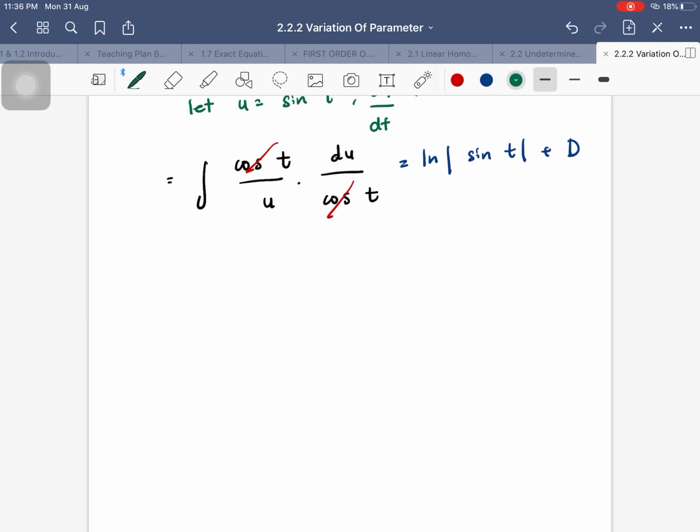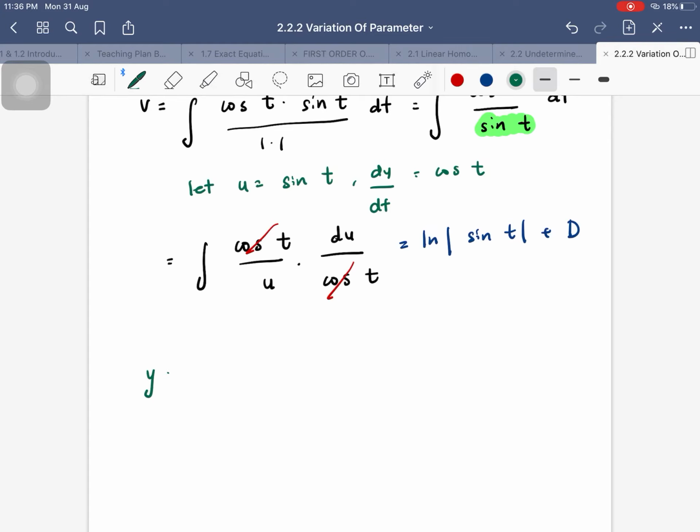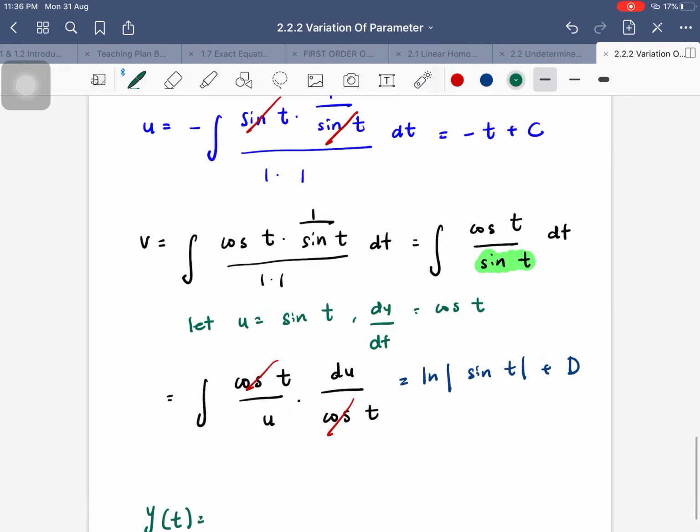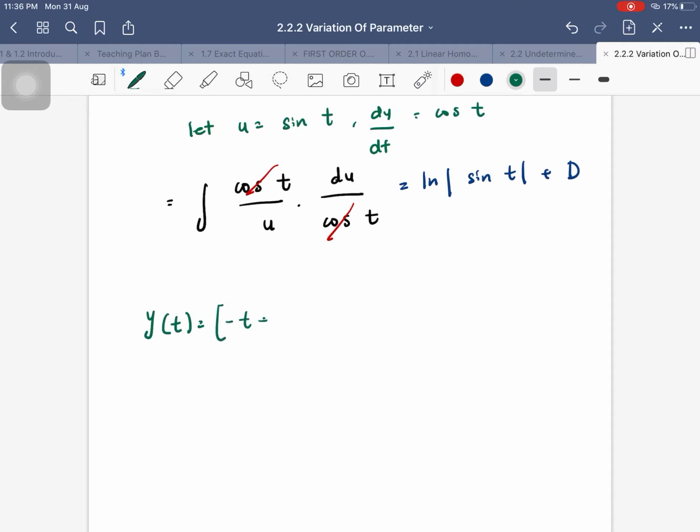Okay, so now that I already have all the components together, I can write down the solution. My y of t is going to equal u, which is negative t plus c, multiplied by y1, which is cos of t, plus v, which is log of sine of t plus d, and that is going to be multiplied by sine of t. Now, remember the rule: if you can simplify, expand and simplify. If you cannot, leave it like this. And for this case, I don't think I can, because this is t cos t and this is log sine t times sine t, so there's no way that I can simplify this. Therefore I'm just going to leave it like this, and this is going to be our solution.